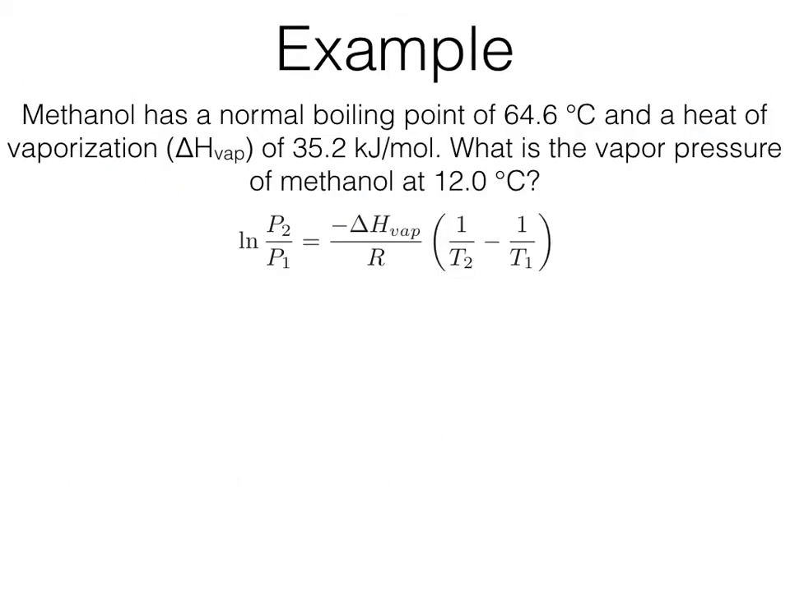Okay, so let's work an example. Methanol has a normal boiling point of 64.6 degrees Celsius and a heat of vaporization of 35.2 kilojoules per mole. What is the vapor pressure of methanol at 12 degrees Celsius?